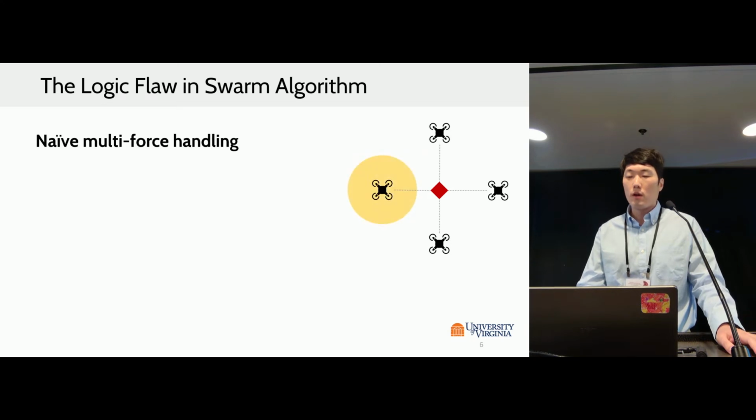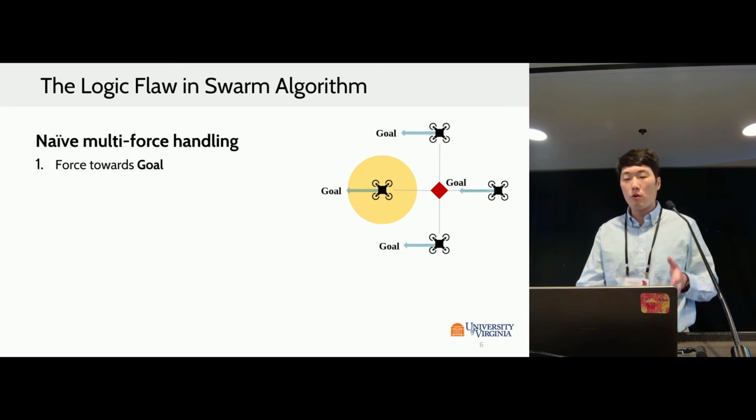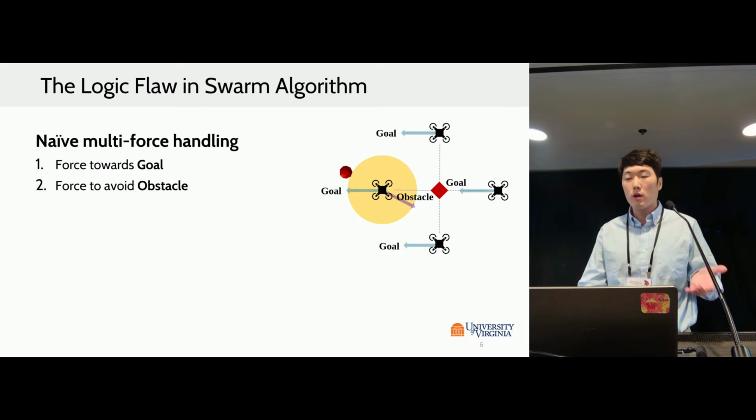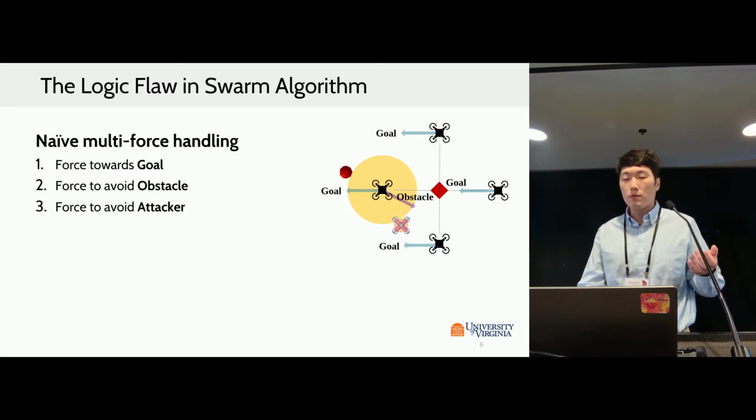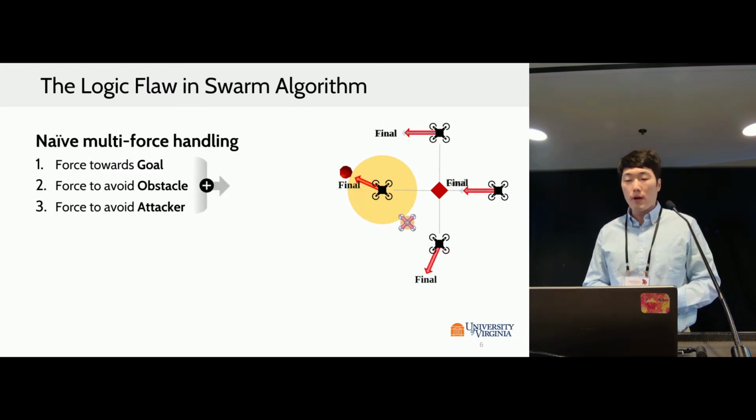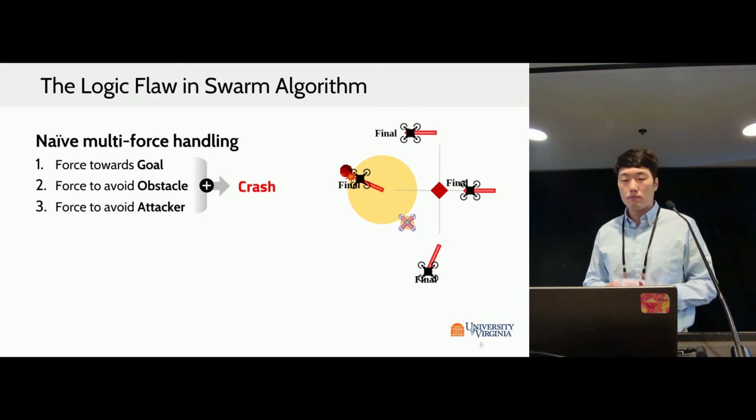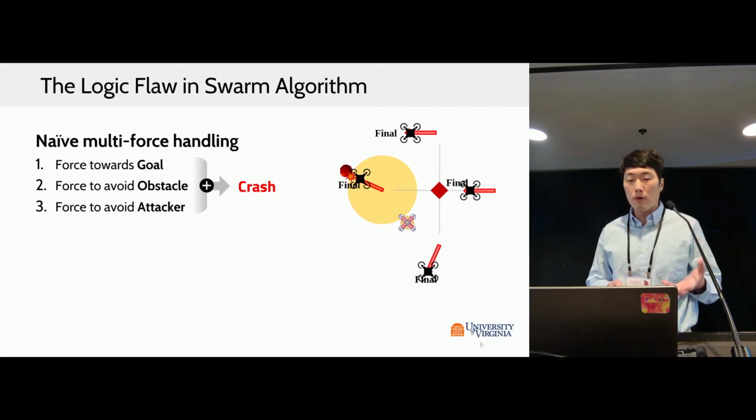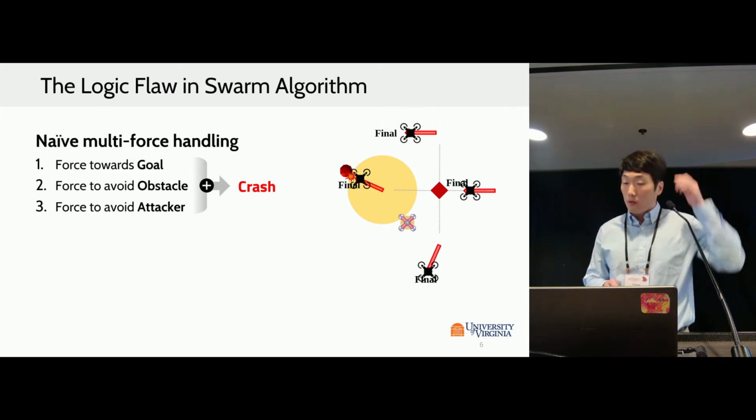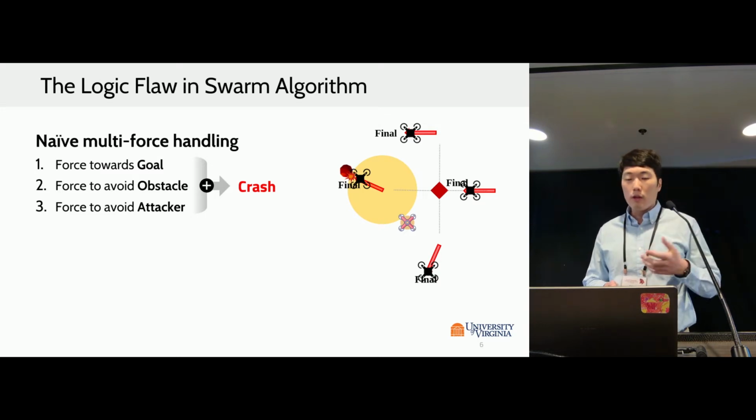For the leader drone, there are 3 forces applied here. The first force is the one used to go forward to the goal. The second is the force used to avoid the obstacle. And the third is the force used to avoid the attack drone. This algorithm computes the final direction by simply taking the sum of the forces. The issue here is that the algorithm doesn't prioritize well. The drone should focus on avoiding a crash rather than going toward the goal. So this simple resulting vector leads to a crash.